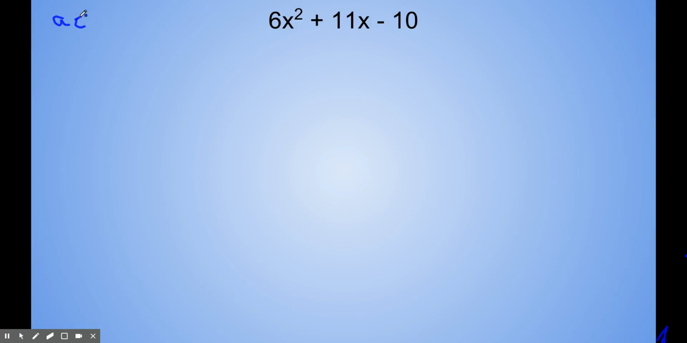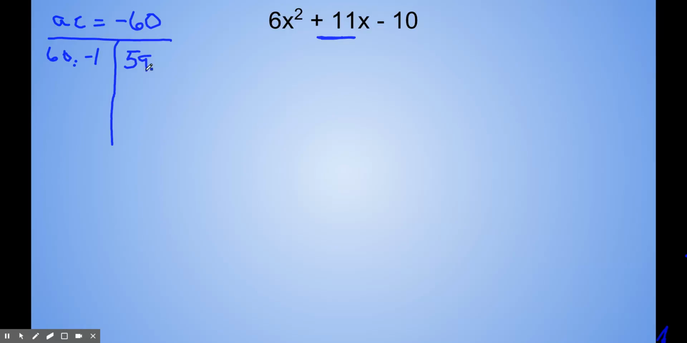And 6 times a negative 10 is equal to negative 60. So we are going to find all of the factors of negative 60. Now remember, we're going to want these factors to add up to a positive 11. So I'm going to start and I'm going to say the first option could be 60 times a negative 1. Now when I add those up, I'm going to get 59. And that is not 11, so I'm going to keep going.